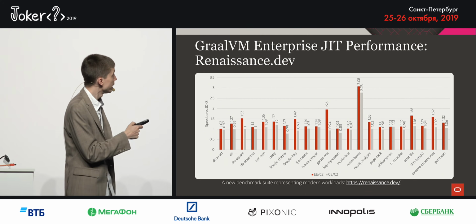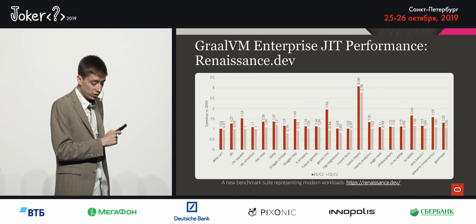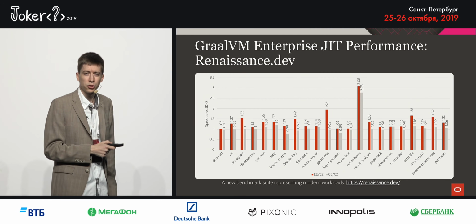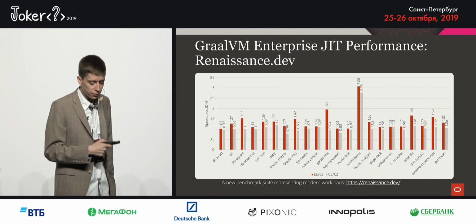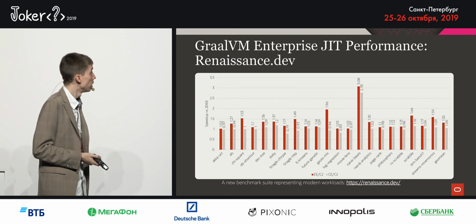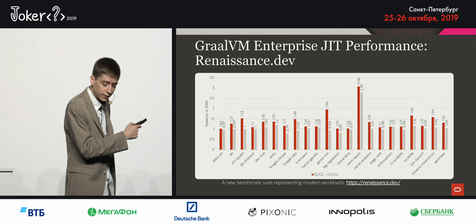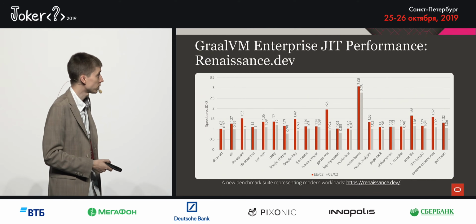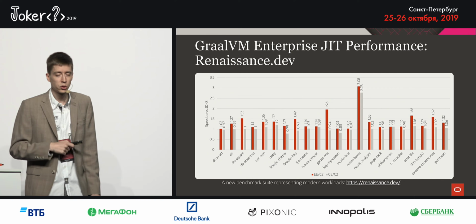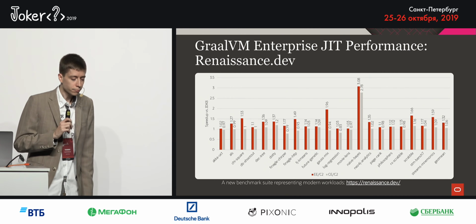And what you can see from this graph is that there are some scenarios where the compiler choice can make a huge difference. So we have scenarios where we are 2x faster with enterprise edition compared to C2. And on average, on this benchmark suite, we are like 32% faster with the enterprise edition, and 6% faster with the community edition.